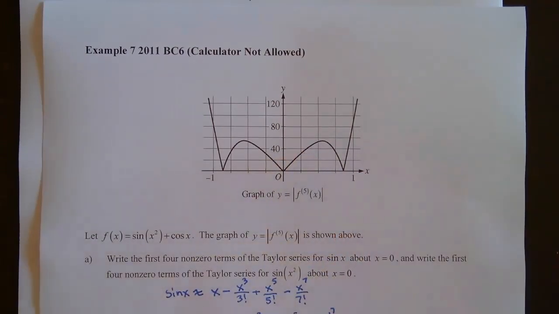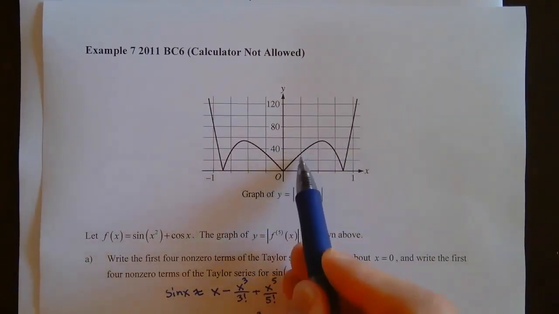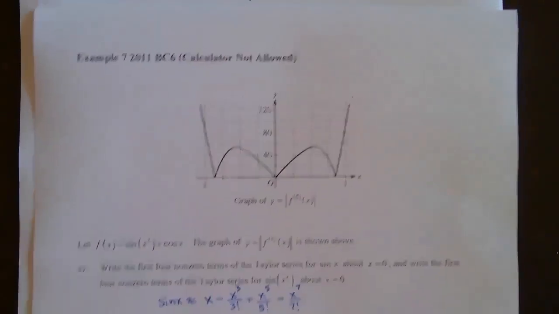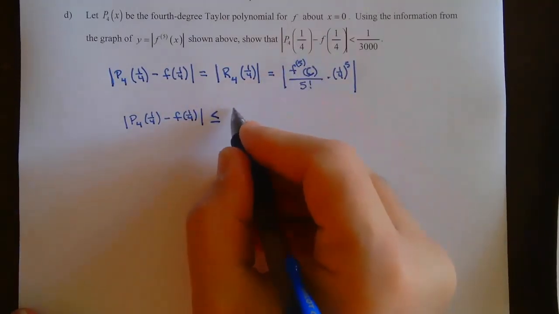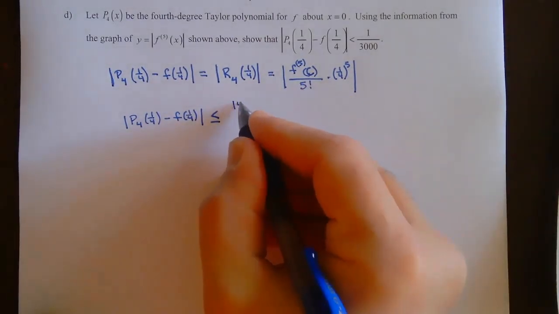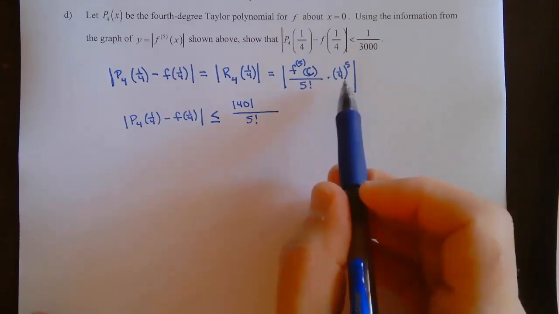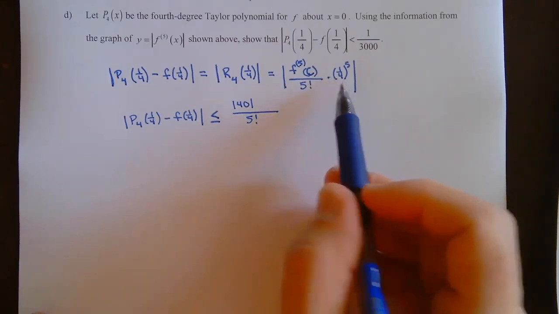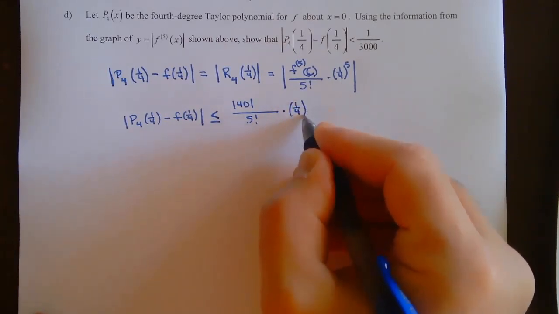All right, let's see if that works. Okay, so we're going to pick 40 because it's just an easier number to work with than trying to figure out what this number is right here, because that's going to be impossible to find. Okay, so let's use 40 for the maximum. So we know this maximum right here has to be 40, and I would say the absolute value of 40 over 5 factorial, and then times 1/4 to the fifth power.